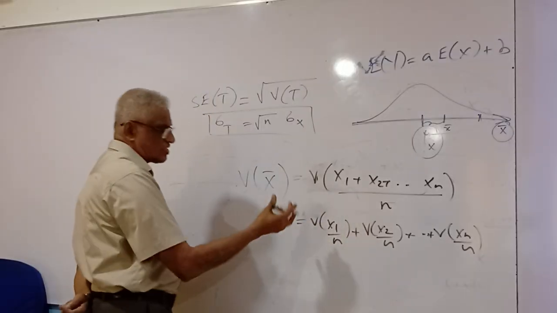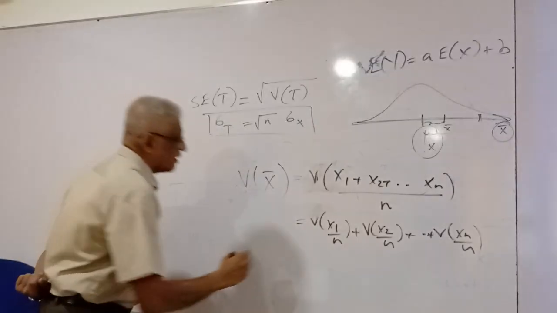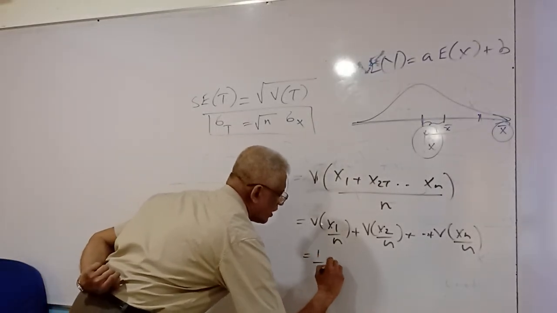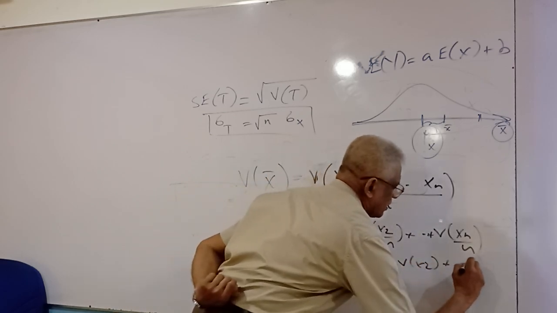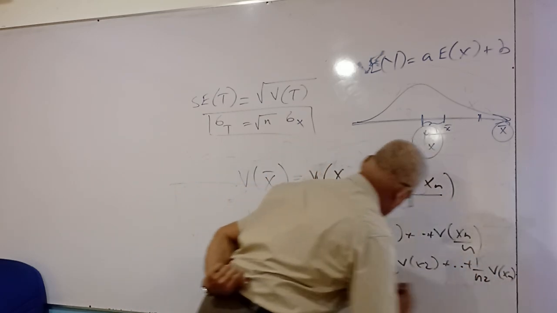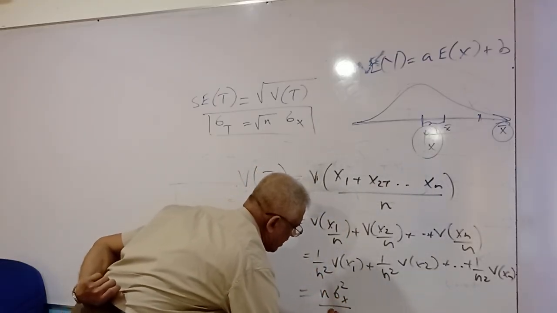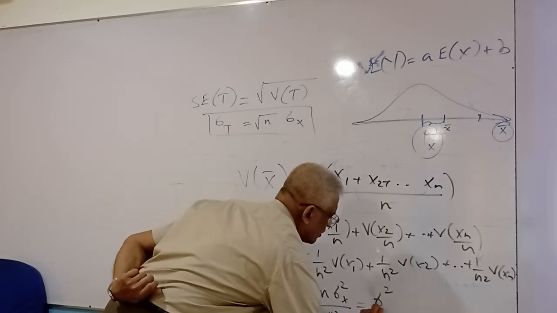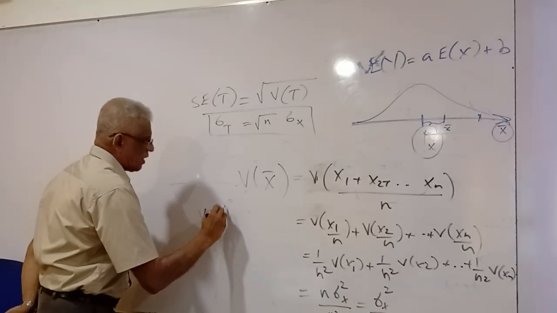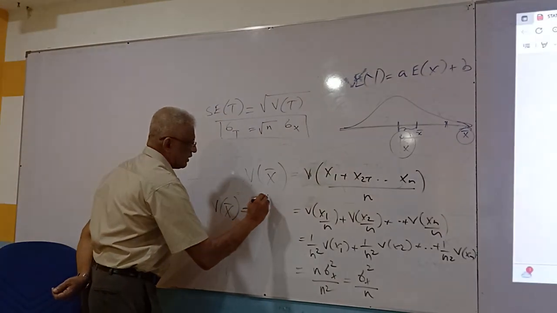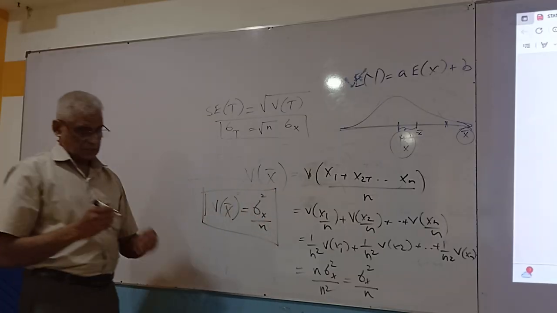Now variance of a constant times a random variable is equal to the square of that constant times the variance of that random variable. So this is 1 over n square variance of x1 plus 1 over n square variance of x2 and so on, up to 1 over n square variance of xn. So this is going to be n times sigma square x divided by n square, which is equal to sigma square x divided by n. So variance of x bar is equal to variance of x divided by n.